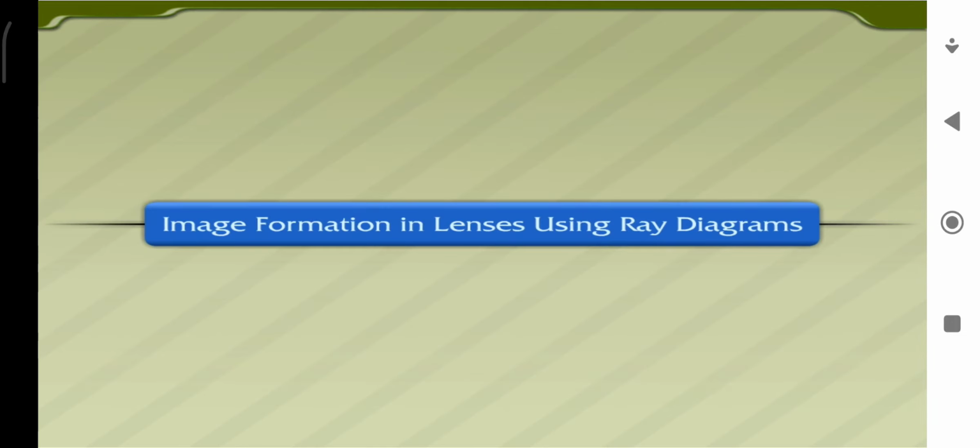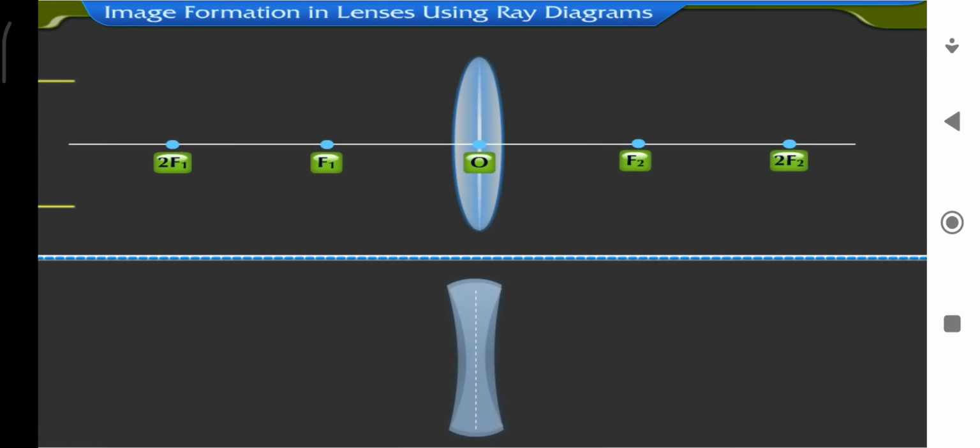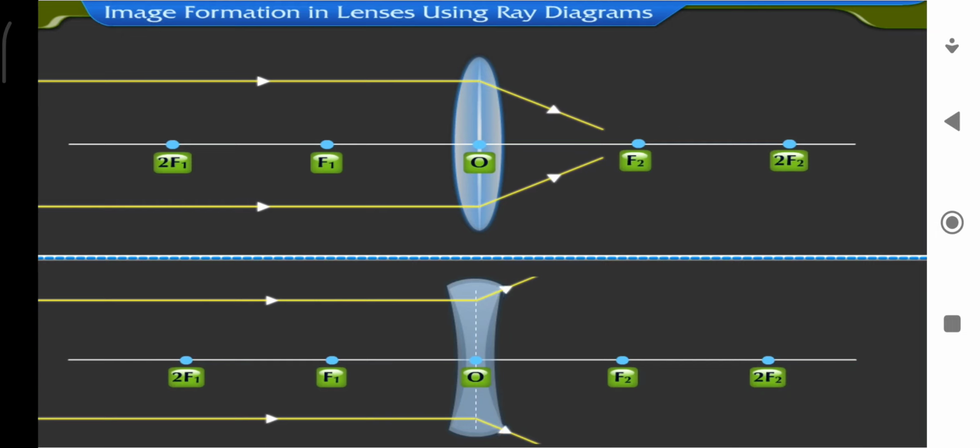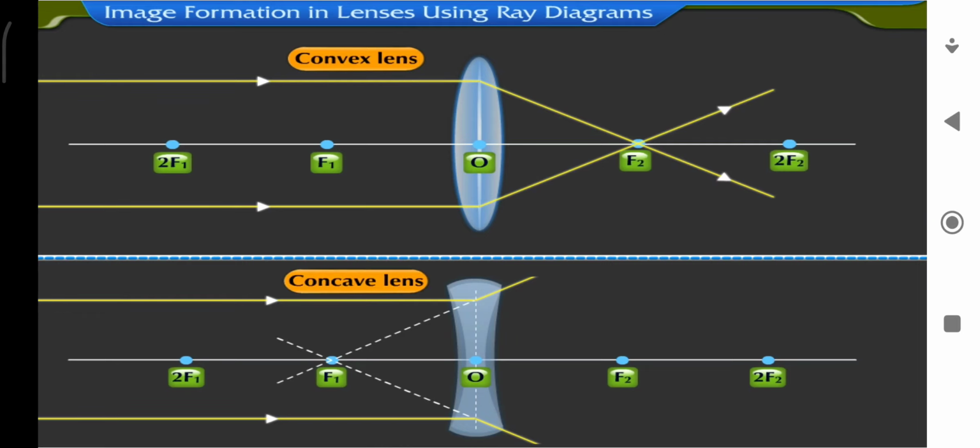Image formation in lenses using ray diagrams. The information about position, relative size, and nature of the image formed by lenses can also be obtained by drawing ray diagrams. The ray diagrams are drawn following certain rules. Let us see what are the rules followed for drawing ray diagrams for the formation of images by convex and concave lens.